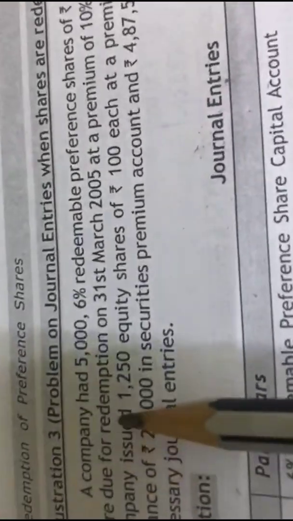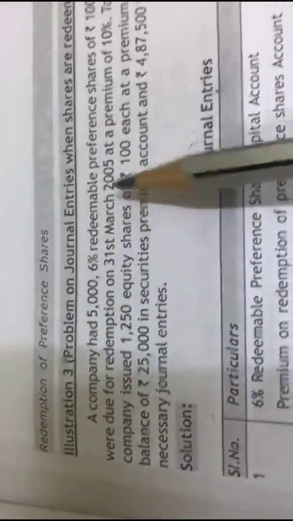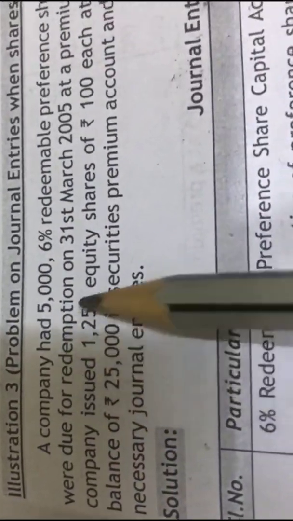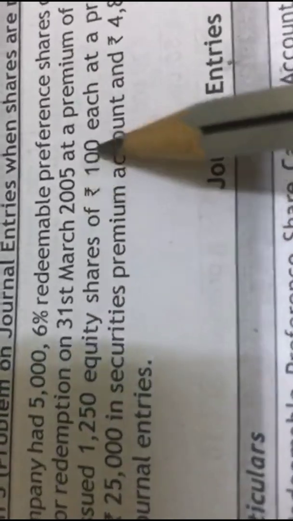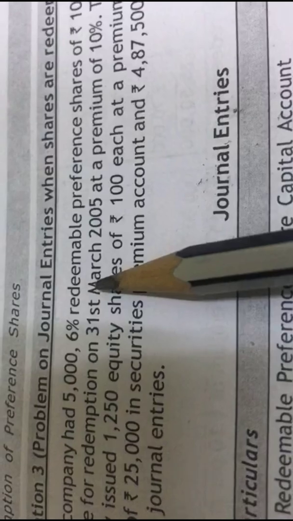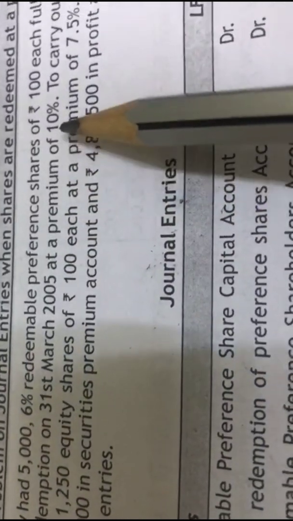Problem, students. A company had 5,000 6% redeemable preference shares of rupees 100 each fully paid. These shares were due for redemption on 31st March 2005 at a premium of 10%. So 5,000 preference shares should be redeemed at a premium of how much?